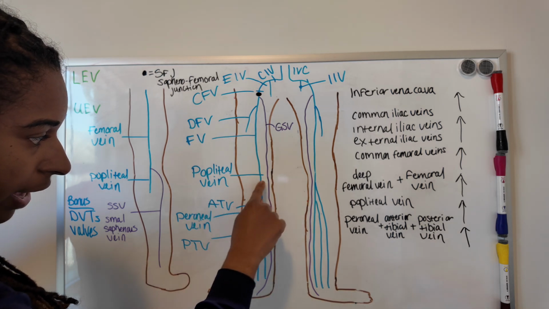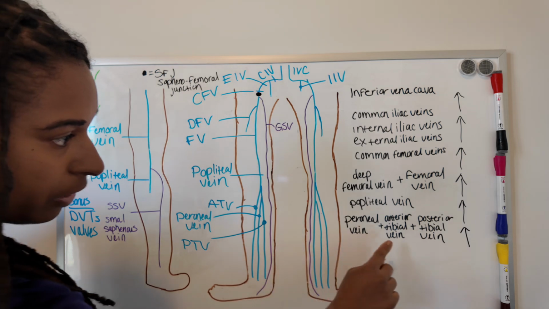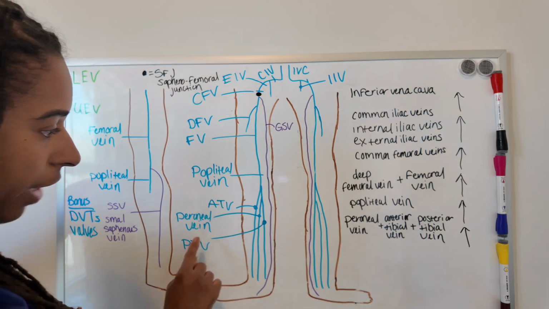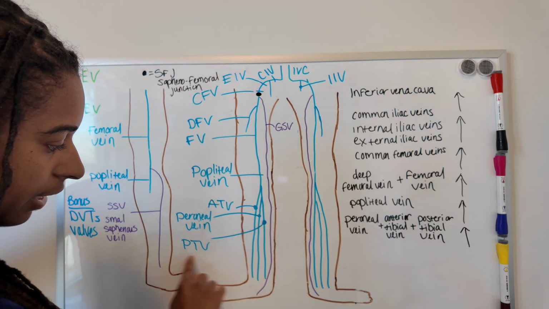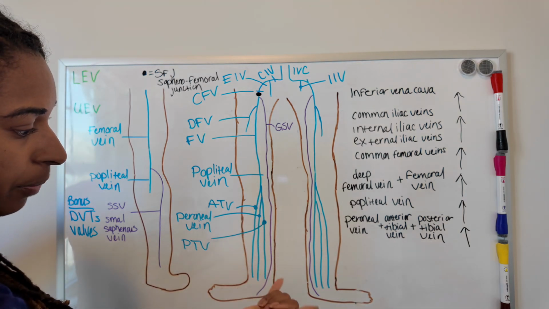So you have your popliteal vein, you have your ATV, okay, or your anterior tibial vein. You have your PTV, or your posterior tibial vein, and then in between those two, you have your peroneal veins.